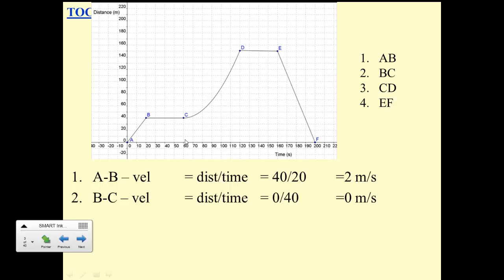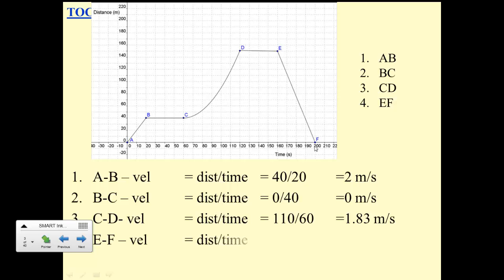From C to D, the velocity changes, but the average velocity is basically the change in distance. So it travels from 40 to 150, which is 110, divided by the change in time, which is 60, gives us a value of 1.83 meters per second. The last section is EF. It travels from a position at 150 down to 0 in 40 seconds. So it's 150 divided by 40.